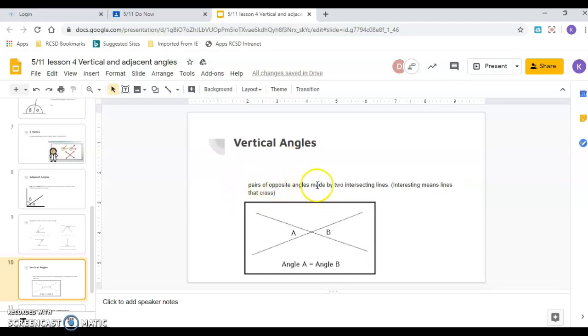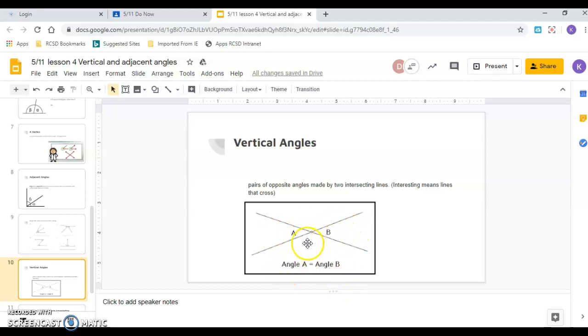A pair of opposite angles made by two intersecting lines. Intersecting means lines cross. Okay, so you see we've got this line and this line, and they intersect at this vertex, at this point right here. We've got angle A on this side and angle B on this side. They're equal to each other. Angle A and angle B are the same.